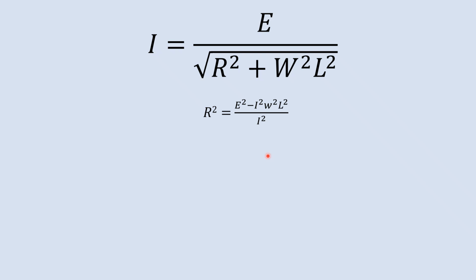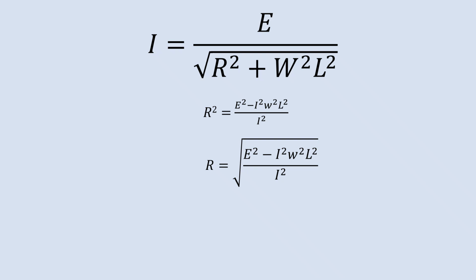So to find R, the square root of R squared gives R. What we do to the left, we also do to the right. So if we put a square root here, we also put a square root on the right hand side. So R is now equal to the square root of E squared minus I squared W squared L squared divided by I squared. This is not the simplest form, because this is the difference of two squares. We can simplify it further.